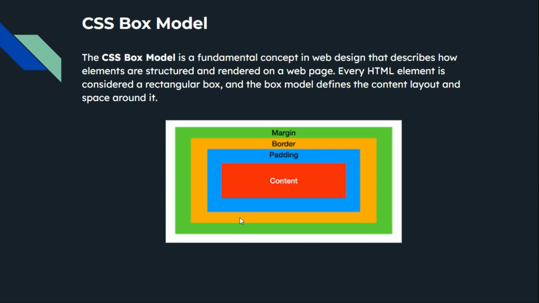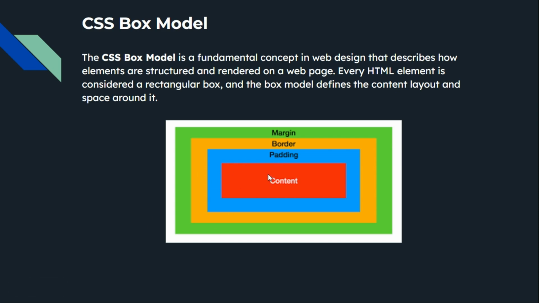All right, so next we'll be looking at our CSS box model. Now, this is something that everyone has to understand if you are writing your CSS code, because it gives you an idea of the dynamic of every CSS or HTML element and how to style it. The CSS box model is a fundamental concept in web design that describes how elements are structured and rendered on a web page. So simply put, every HTML element is considered a rectangular box, just like we see here on the screen, and the box model defines the content layout and the space around it.